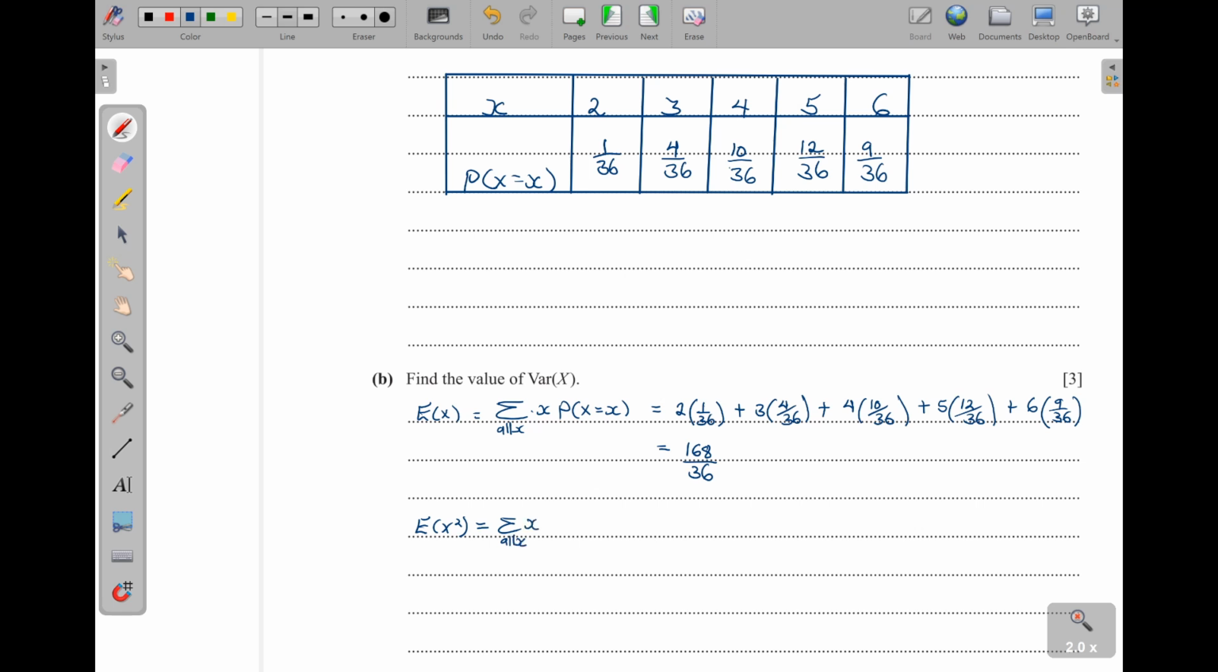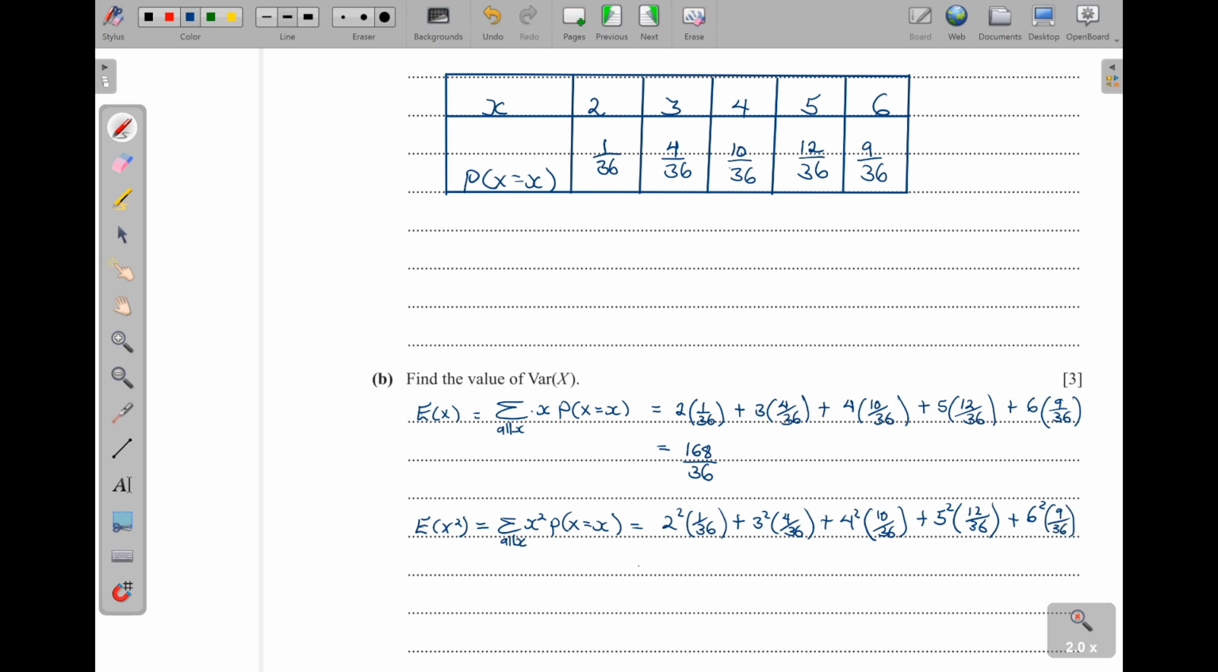Okay, then we also get E(X squared), which is equal to the summation of all values of x squared times the probabilities. So that means I will have 2 squared times the probability. Then I'll have 3 squared times the probability. I would also have 4 squared times the 10 out of 36. Then I can have 5 squared times 12 out of 36, as well as 6 squared times 9 out of 36.